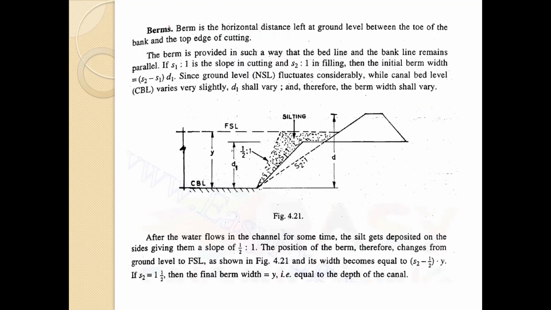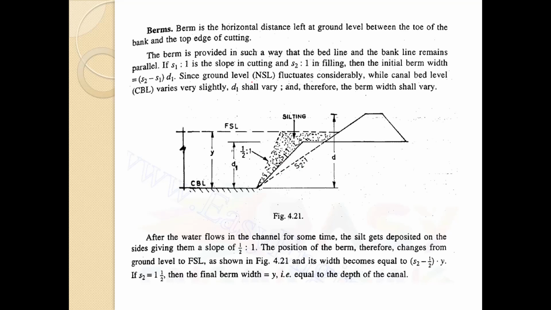Now the berms. Berms are the horizontal distance left at ground level between the toe of the bank and the top edge of the cutting. So the berms are provided in such a way that the bed line and the bank line remain parallel. So if S1 is the slope in cutting and S2 is the slope in filling, then the initial berm width is (S1 minus S2) into D1, that is this D1, this is S1, this is S2.